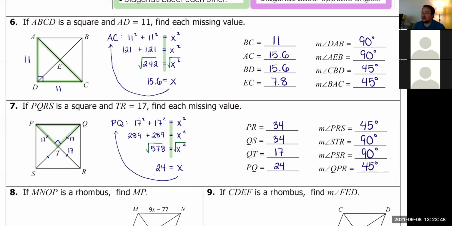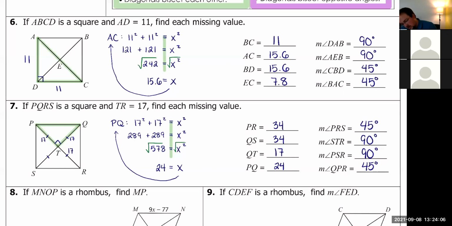So again, not a whole bunch of examples for squares because like I said, the angles in a square are only going to be one of two things, 45 degrees or 90 degrees, depending on which angles you're looking at.